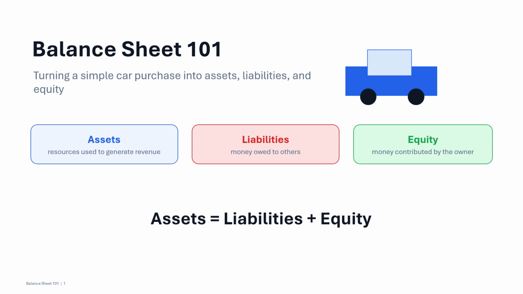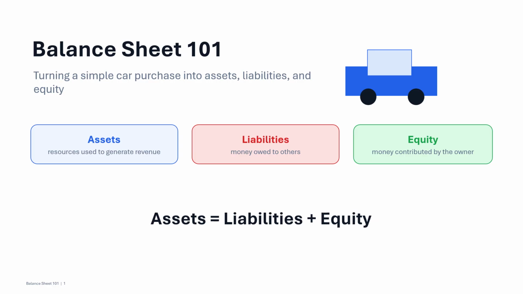You have probably heard this equation before, asset equals liability plus equity. But what does that actually mean? What is the difference between asset and equity? If I buy a $30,000 car, am I automatically $30,000 richer? And if I borrow money from a bank to buy that car, where does that borrowed money show up?